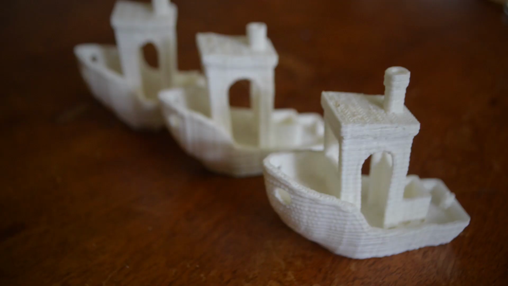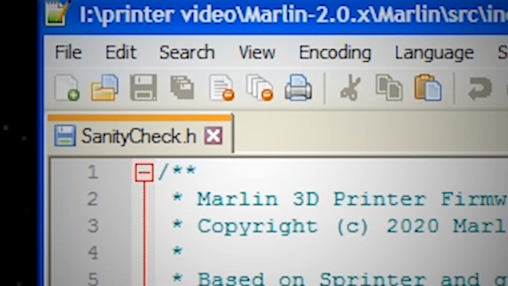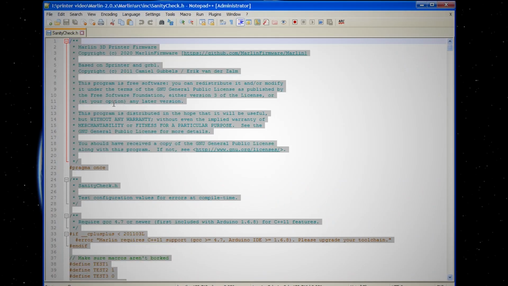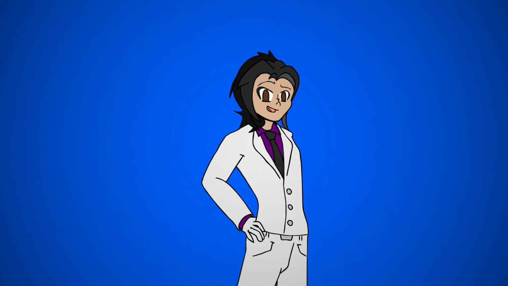And that's pretty much it. I didn't run into too many problems with the firmware. I was using the Marlin firmware. The only thing I had to do was this. After that, I didn't run into any problems at all.